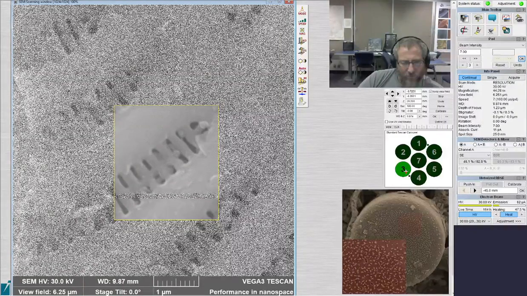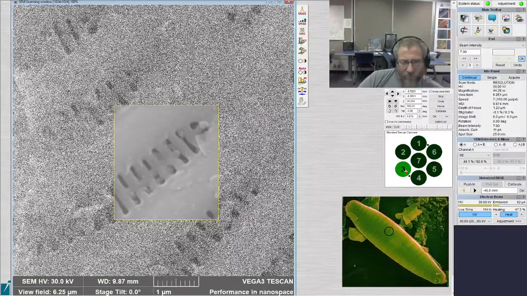It doesn't look like gunk. It looks like silica there for sure. Yeah, yeah, those are up to crossbars, two occasionally.